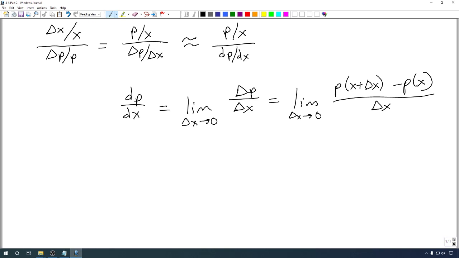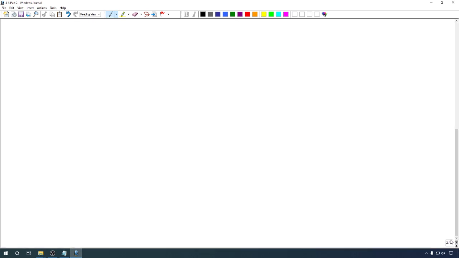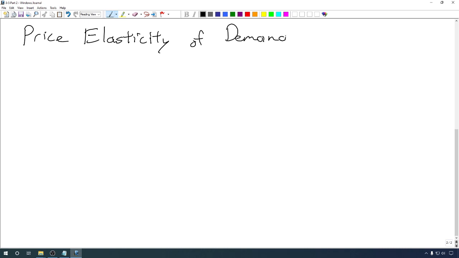So what we've essentially done is taken a concept and a starting point and turned that into something that basically depends on a derivative. And so we are actually going to focus on this particular value here and give it a name. This is referred to as the price elasticity of demand, or just elasticity of demand.